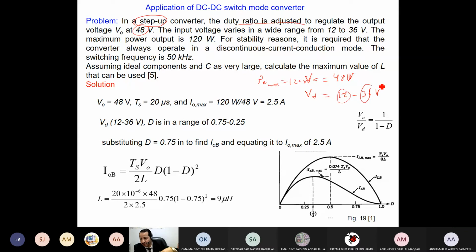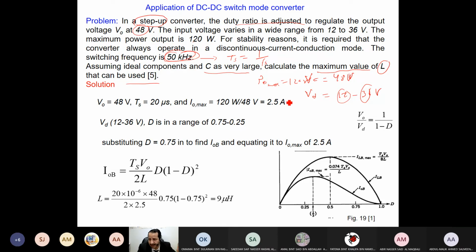So I have the output voltage, I have the output power, I can find the output current. For stability reasons, it is required that the converter always operate in discontinuous conduction mode. The switching frequency is 50 Hertz. Directly when he gives me frequency, I say, okay, TS is 1 over Fs. So I need to divide to find the time period of the switching. He told me assume the ideal component and capacitor is very large, calculate the maximum value of L that can be used.